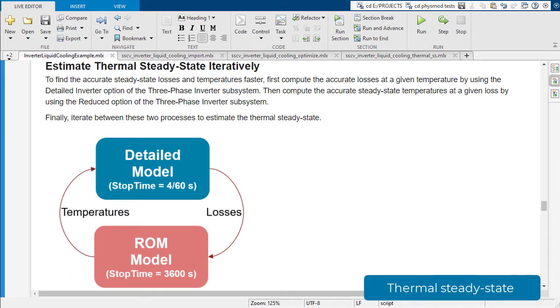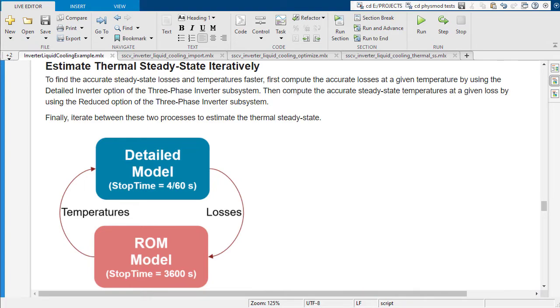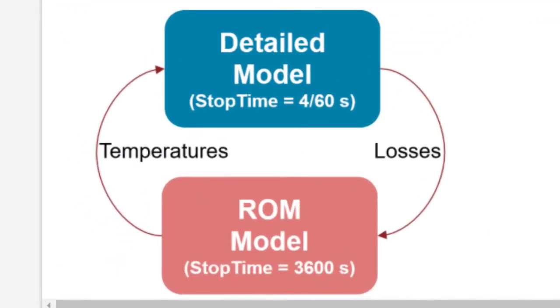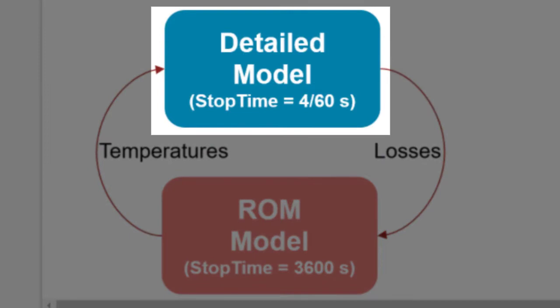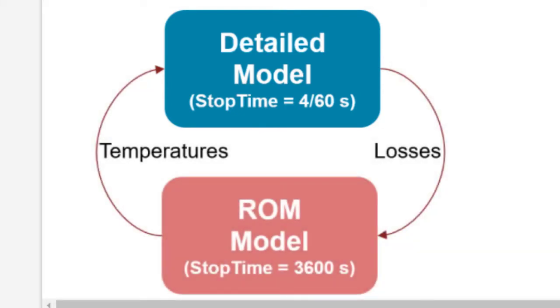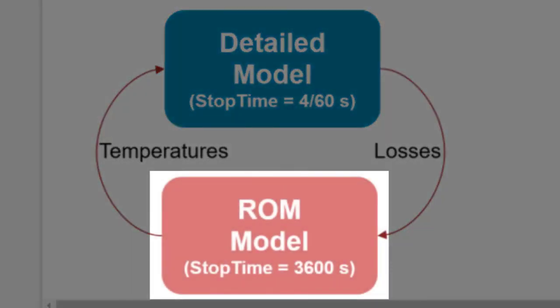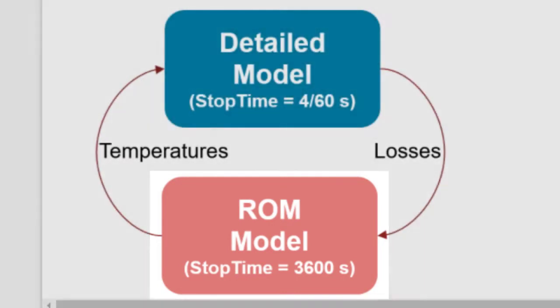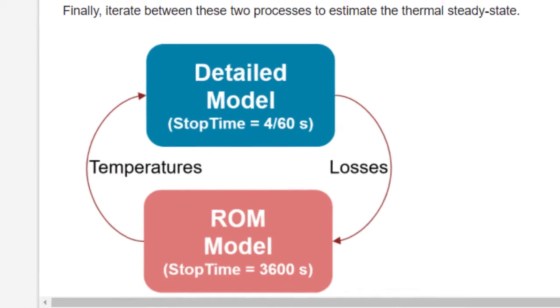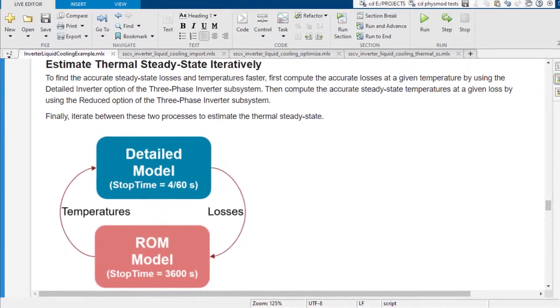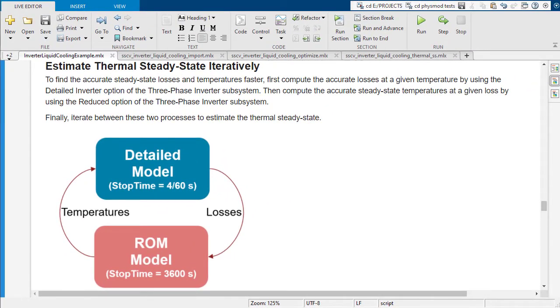You can use the detailed and reduced order models iteratively to find the thermal steady state faster. The iteration looks like this. Run the detailed model to compute the accurate losses on 4 AC cycles at a certain initial temperature, setting stop time to 4/60ths of a second. Then, run the reduced model with these losses to find the steady state temperatures. Finally, rerun this process with the new temperatures. After 3 or 4 iterations, the temperatures converge to the accurate steady state values.